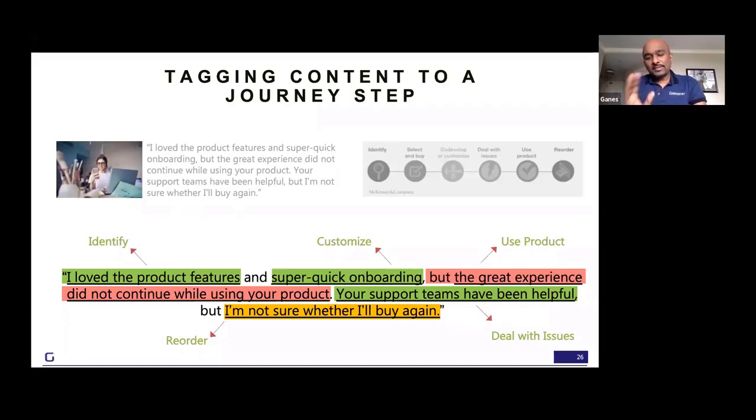But it so happens that these 2 are the most important. One is in the product usage, the other is in the reordering. So if we don't pay attention to this, this is a lost customer very soon. So that's where the power of analysis can channel your efforts in terms of where you need to improve.